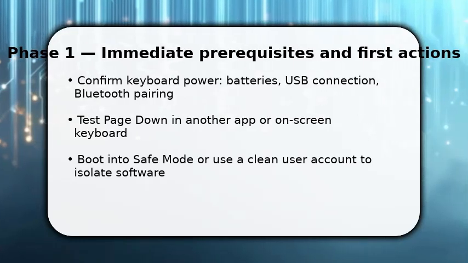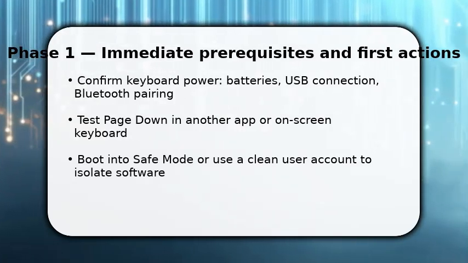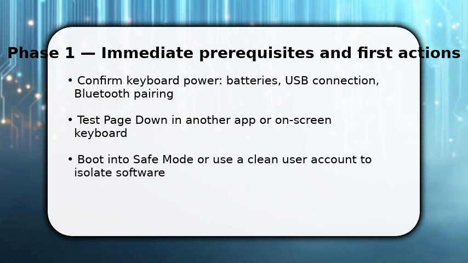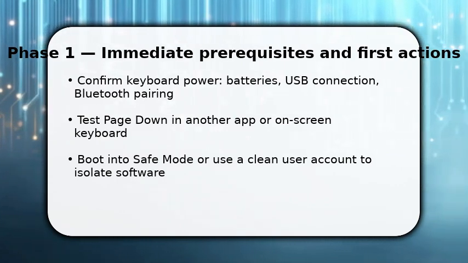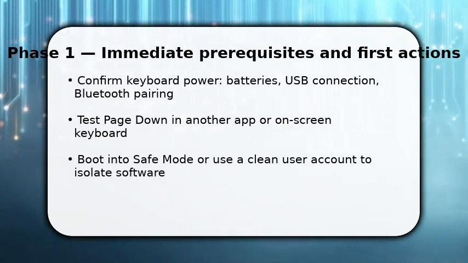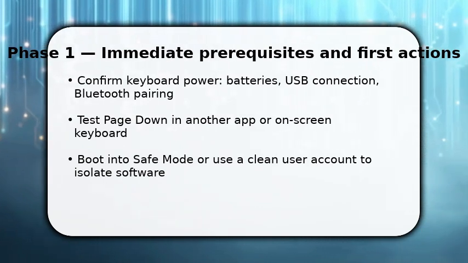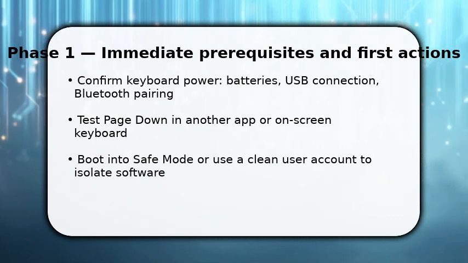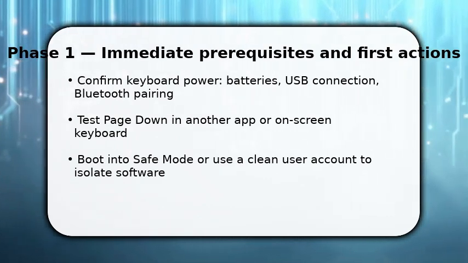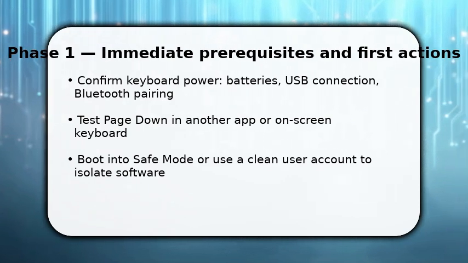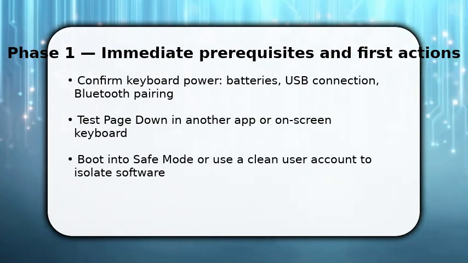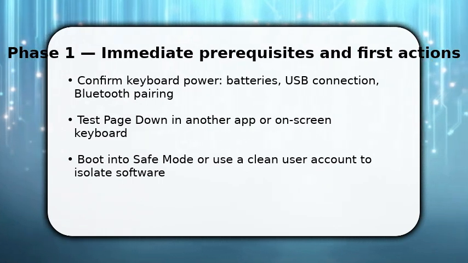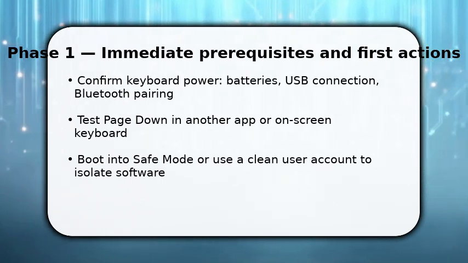You start by confirming power and connection, replace batteries or reset the USB plug, and repair Bluetooth if used. Next, test the page down key in another application and with an on-screen keyboard to see whether the issue is hardware or software. Once done, boot into safe mode or log into a clean user account to eliminate startup apps. This narrows the cause quickly and tells you whether to continue with drivers or physical repair.